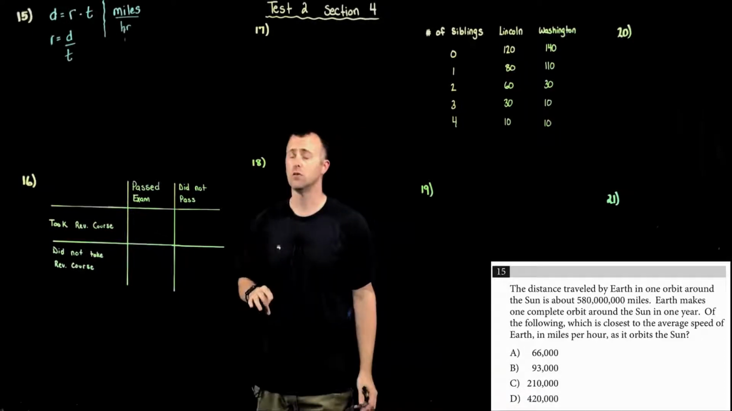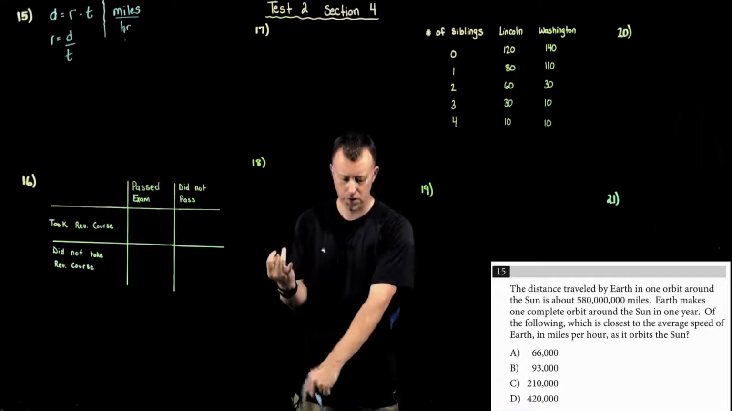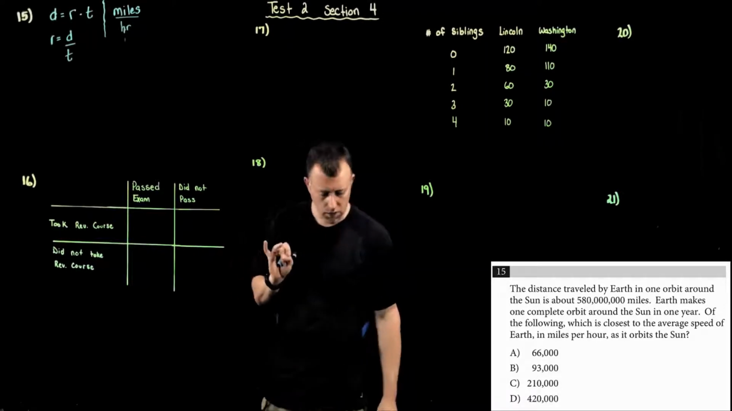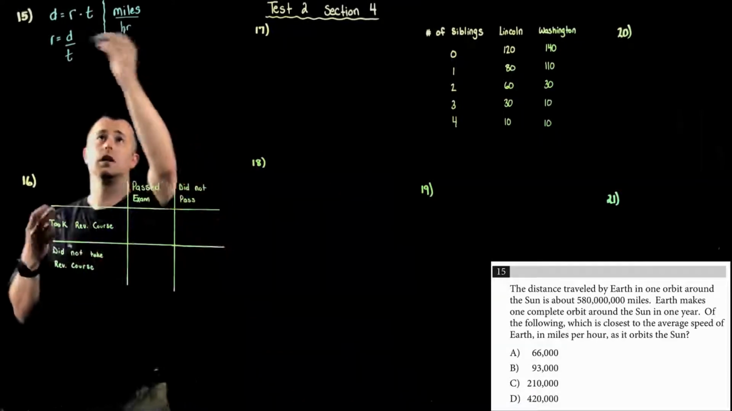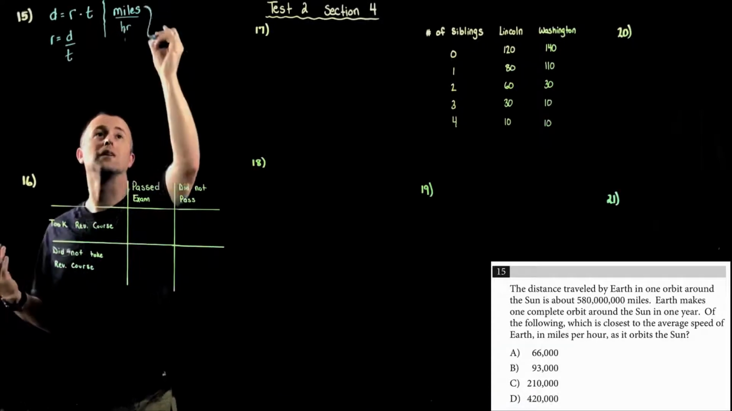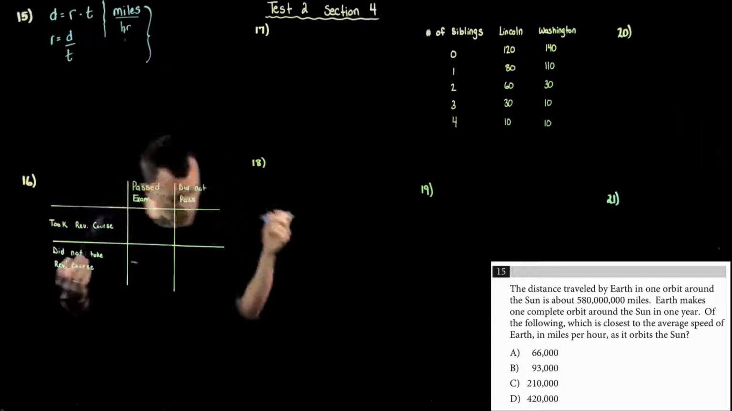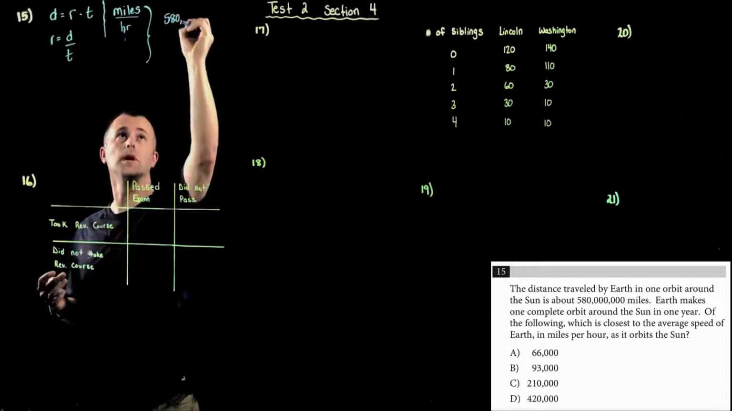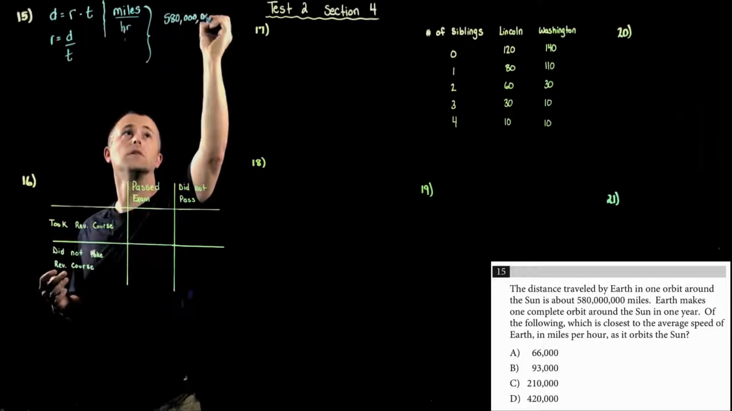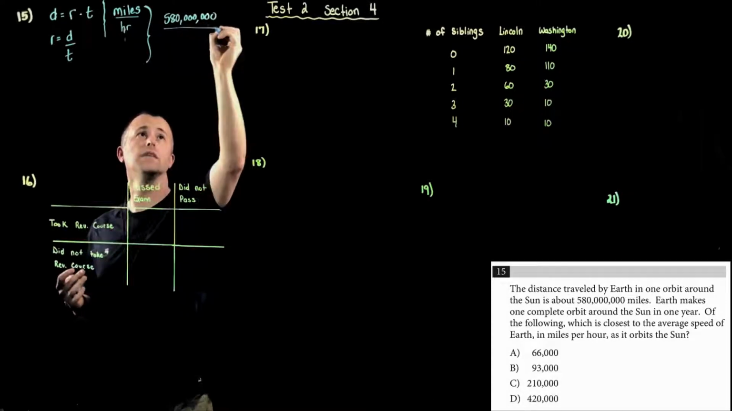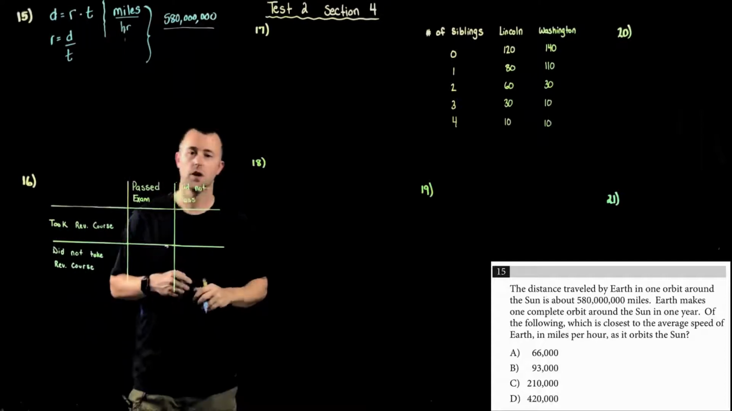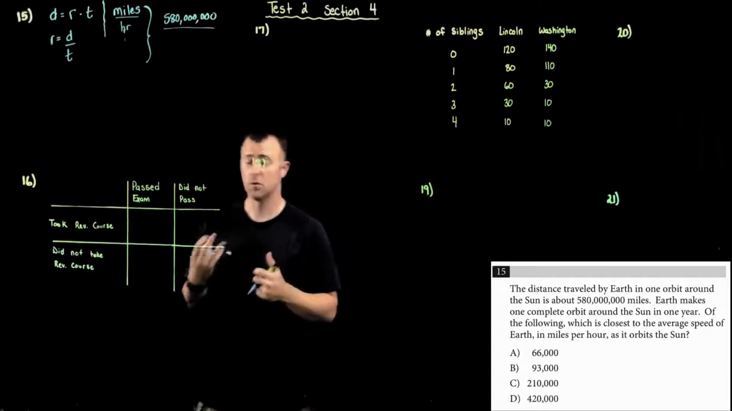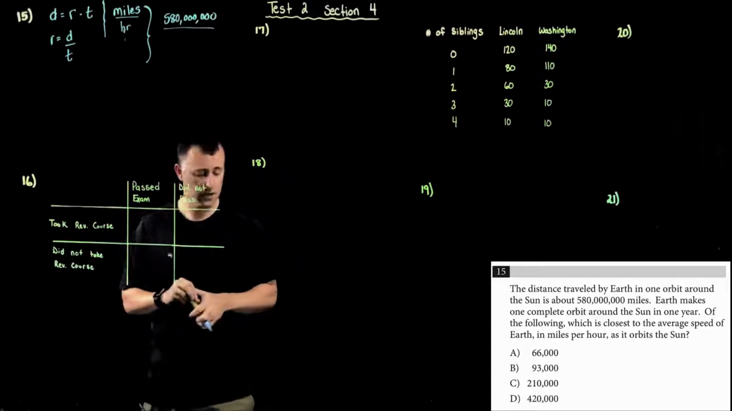However, you need to make sure when you do it that you have miles and you have hours because that's the rate we want. So they are giving me the miles. So again, it doesn't matter how you're looking at this. I'm going to take my miles, which they told me is 580 million. So that's a lot of miles. And I need to divide that by the number of hours. Well, they're saying what's the closest average speed in miles per hour as it orbits the sun? It orbits the sun in 1 calendar year.